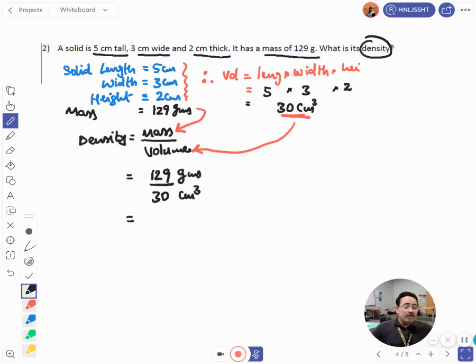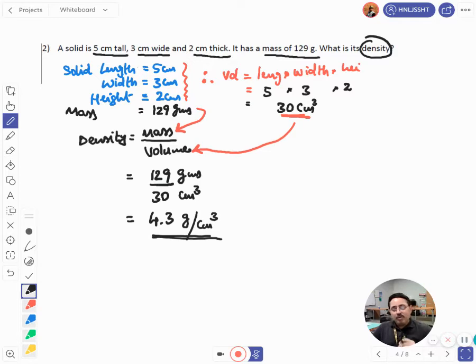Then let me grab my calculator, which is 129 divided by 30. It's giving me 4.3. Therefore, density is 4.3 grams per cubic centimeter. Please remember, if you compute the density of a material and it is less than 1 gram per cubic centimeter, then it floats on water. Whereas if it is more than 1 gram per cubic centimeter, then it sinks in the water.